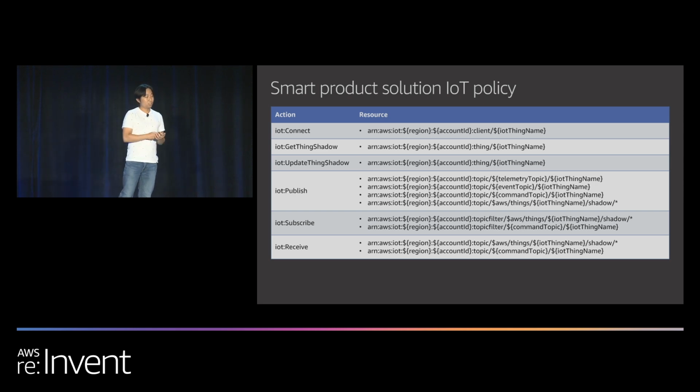For using MQTT policy, you need publish, subscribe, and receive. And for Shadow, if you are using Shadow, then you need get thing shadow and update thing shadow. And to connect to AWS IoT Core service, you also need a connect policy so that your devices can connect to AWS IoT Core, and you can control your devices remotely with this policy. But there are more policies, so these are some examples that we chose for the smart product solution.